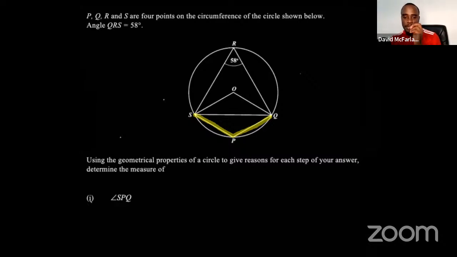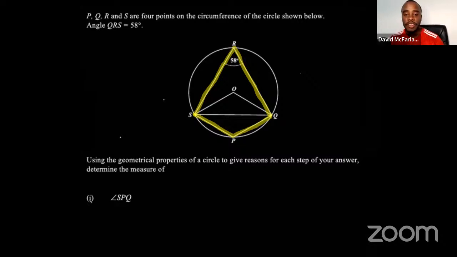Let's look at SPQ. What is it a part of? It's a part of a couple things here. But if you notice, it's a part of this figure. And the reason we choose that one is that's the one where we know the angle for. So good, very good. So that would be a cyclic quad.